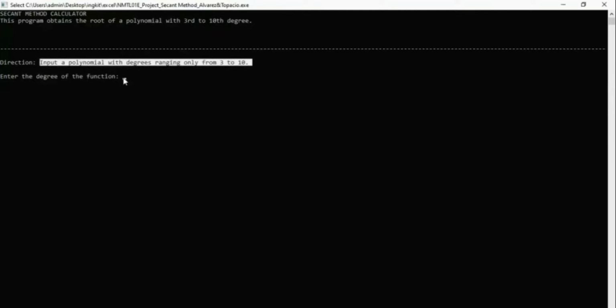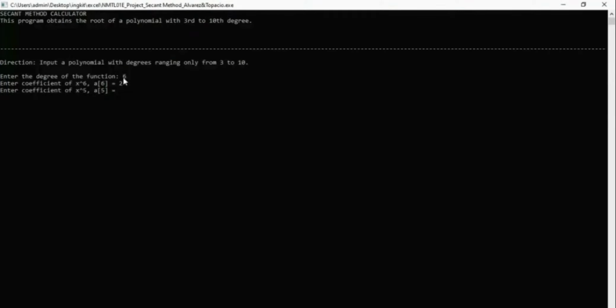So for my example, my highest degree is 6. Its corresponding coefficient is 2. For my x raised to 5, its coefficient is negative 13. For my x raised to 4 is 26. For my x cubed is negative 7. For my x squared is negative 28. For my x raised to 1, or x, is 20. And I don't have a value for the constant, so I will put 0. So this function is read as 2x raised to 6 minus 13x raised to 5 plus 26x raised to 4 minus 7x cubed minus 28x squared plus 20x.